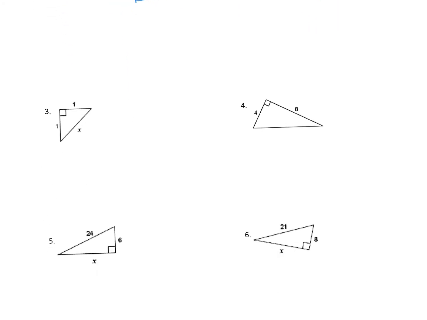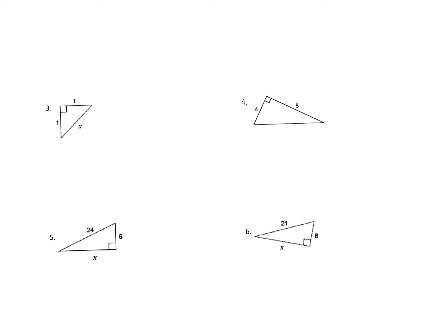Okay, move on down. Let's keep doing other examples. I'm going to call this A, I'm going to call this B, and I'm going to call this C. So this is 1 squared plus 1 squared equals x squared. So that's 1 plus 1 equals x squared. So that's 2 equals x squared. I need to square root both sides. I cannot do anything to the square root of 2. It doesn't make a nice number, so I'm just going to leave it as the square root of 2.